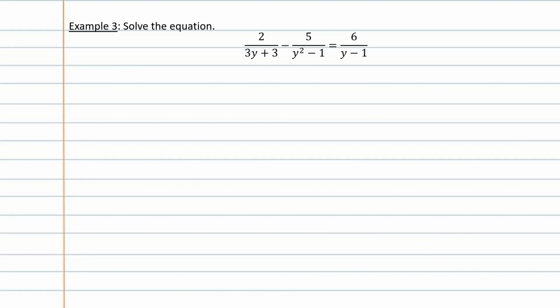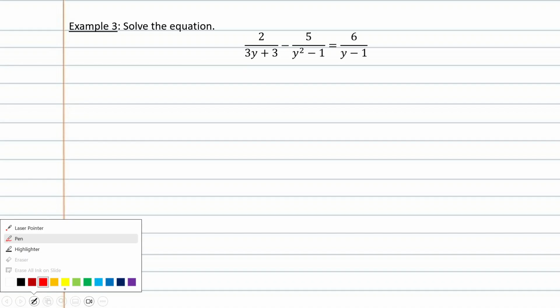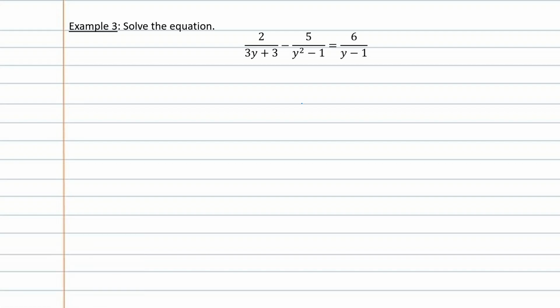Okay, so step 1, factor all numerators and denominators. Now here, if we look at this, I have 2 over 3y plus 3 minus 5 over y squared minus 1 equals 6 over y minus 1. Now, I can't factor any of the numerators here, but I can factor some of the denominators. As a matter of fact, I can factor the first 2 denominators. The last denominator is as factored as it can go. So let's factor this first denominator.